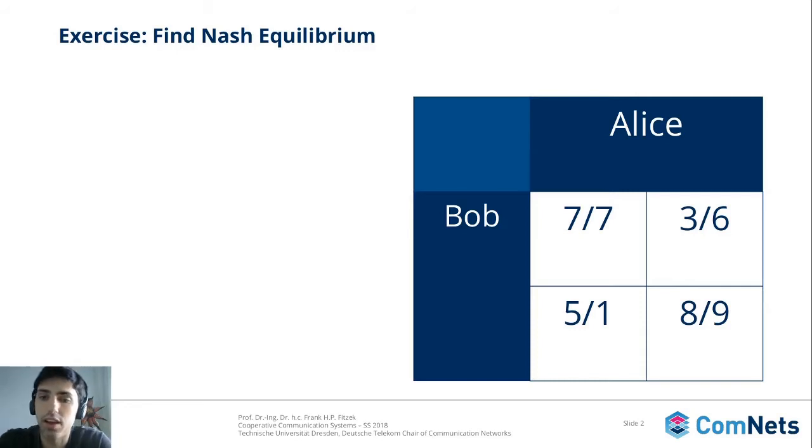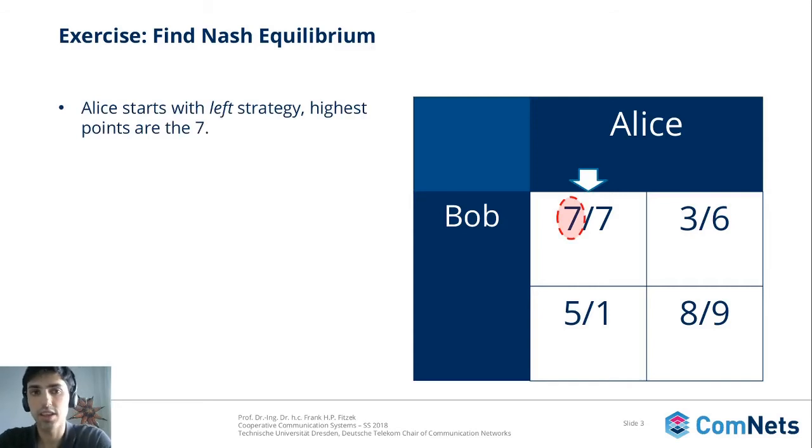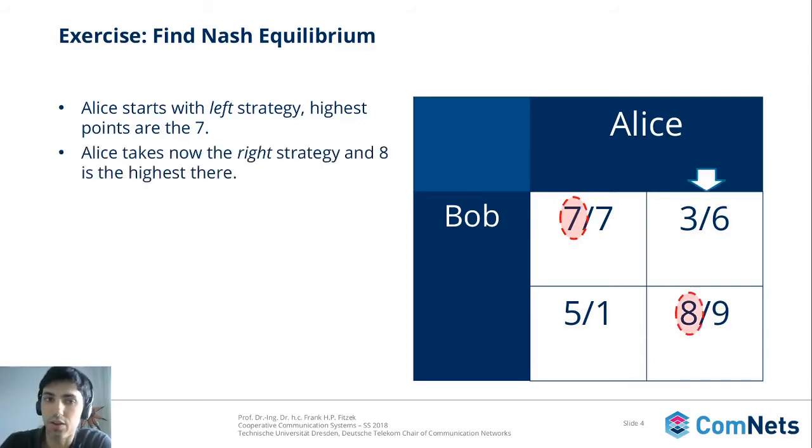So we start with, for example, this is the table of rewards. We see the ones for Alice are the ones at the left, so 7, 5, 3 and 8, and the ones for Bob are the ones at the right, so 7, 1, 6 and 9. So we can start, for example, with Alice. She starts with the left strategy, and we can take the highest points. So between 7 and 5, we take 7. Then if we go to the right strategy, there are either 3 or 8. So we will circle the 8.